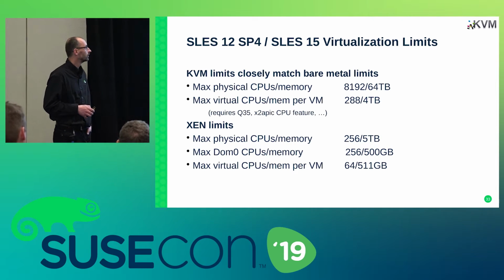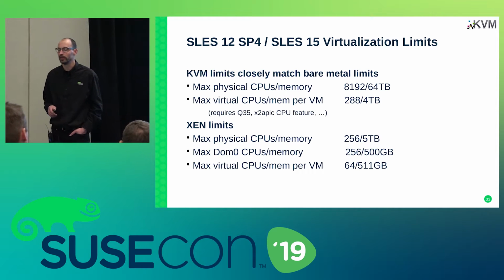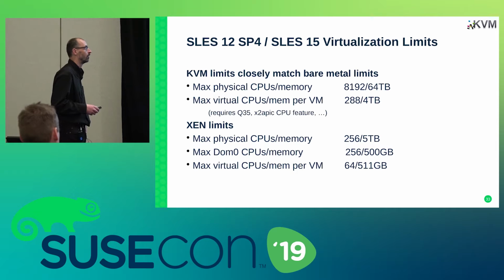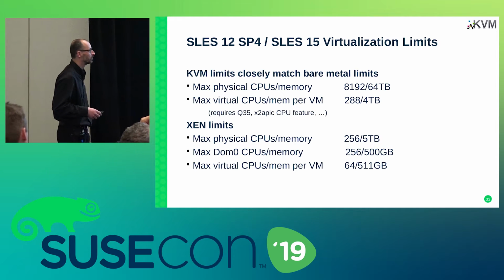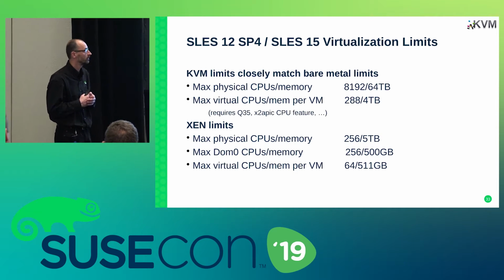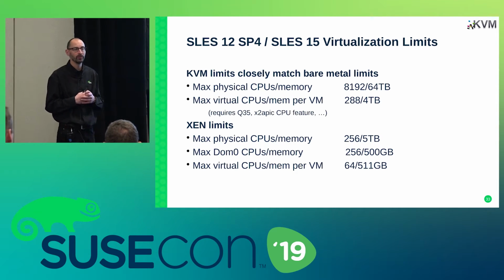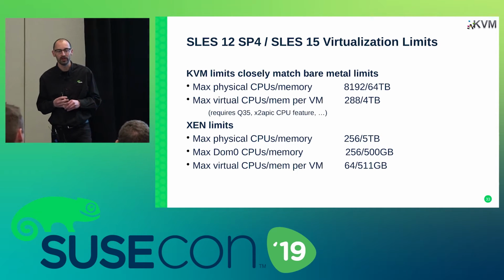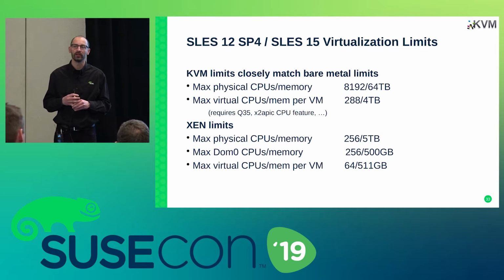And these are to illustrate the limits which we support for various combinations of CPUs and memory. So for KVM, you can see that the maximal amount of CPUs is 8,000 and 64 terabytes of memory. So this is the maximum configuration. Obviously, it depends a lot on the underlying hardware.